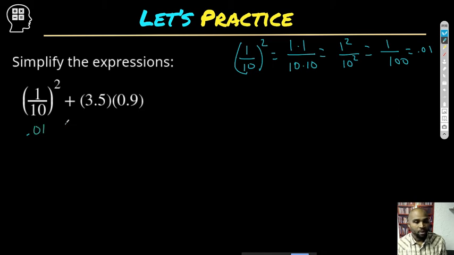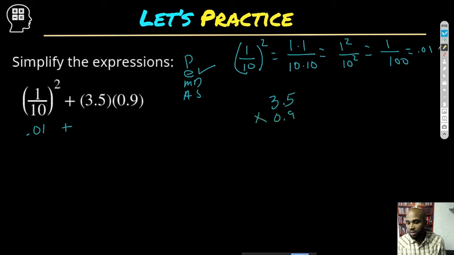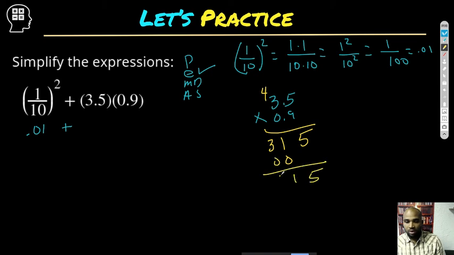0.01 plus, and we're not going to add 3.5 because PEMDAS says after your exponent we go to multiplication and division, so we're going to multiply these two. 3.5 times 0.9. 9 times 5 is 45. 9 times 3 is 27, plus 4 is 31. 0 times 5 is 0. 0 there. We got 5, 1, and 3.